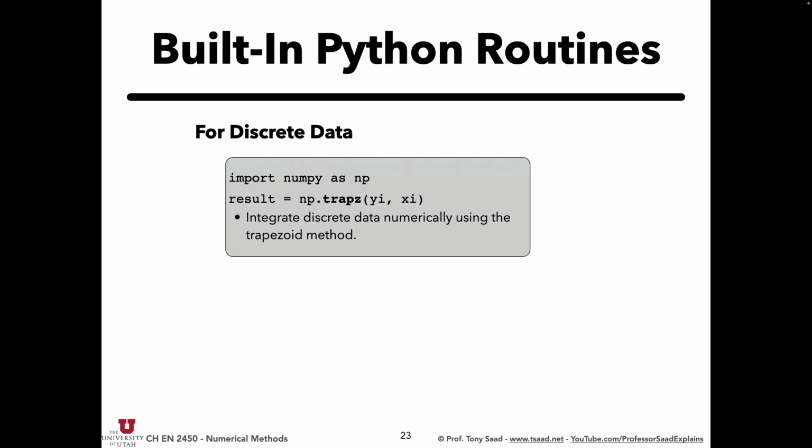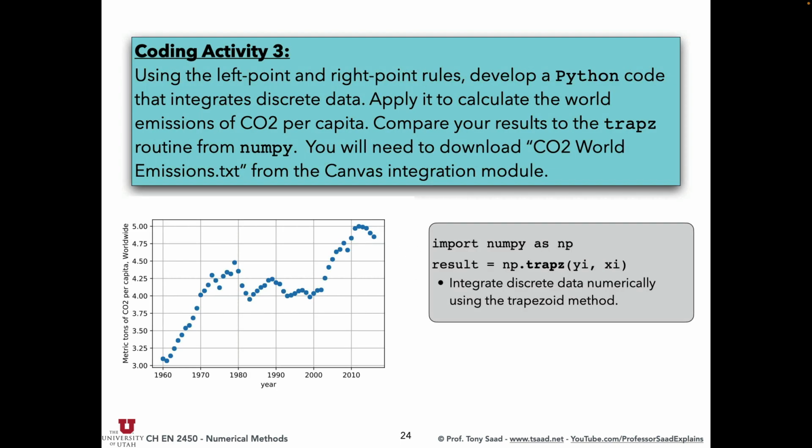And it only takes 2 arguments. Because it's discrete data, it takes y values and x values. There's no function. The function values are built in the yi values, right? So there's no f, a, and b. It's just yi and xi. Okay? So now using the left point, right point rules, develop a Python code that integrates discrete data, apply it to calculate the world emissions of CO2 per capita, and compare your results with the trapz routine from NumPy.